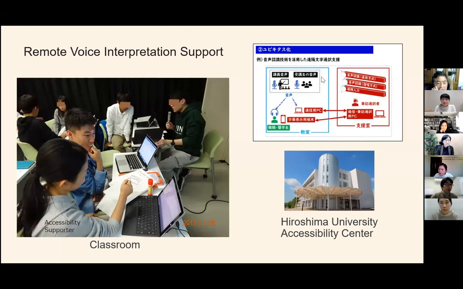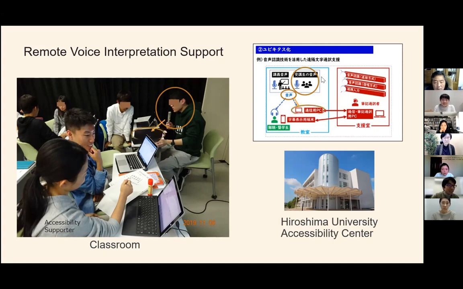Here is one instance of the support that Hiroshima University offers to students with hearing disabilities. This is remote voice interpretation support. Let me introduce the procedure for this support. This photo depicts a discussion among students. Firstly, this student speaks into this microphone.